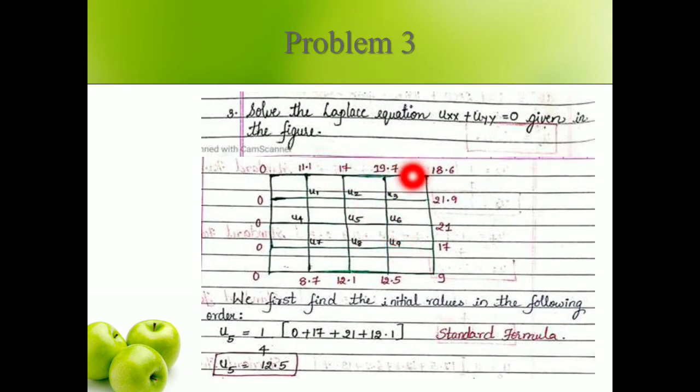We'll go to the third problem. Again it continues the same. Solve Laplace's equation uxx plus uyy is equal to 0 given in the figure. The figure shows u1, u2, u3, u4, u5, u6, u7, u8, u9. First we have to find the initial values in the following order. u5 can be found with the standard formula or the diagonal formula, whichever is convenient. So u5 will be equal to 0 plus 21, 17, 12.1, so you will get the u5 value.